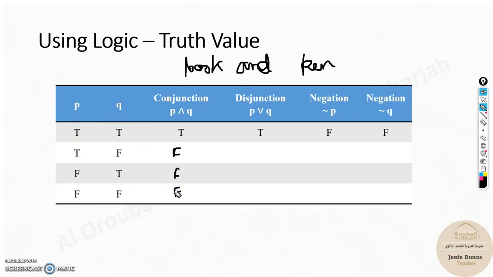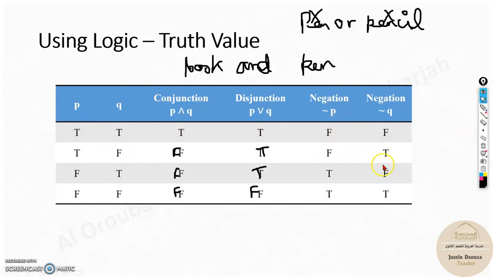Whereas disjunction is the other way around. Disjunction is or. Let us think about pen or pencil. I ask you, I need a pen or pencil. So I don't need both. I need any one of these. If I get a pen, it's fine. If one of these is true, it's fine. But if both are false, then only it is false. So if any one is true over here, this is true, true. But when both are false, only then this is false. And negation is the opposite. If this is true, it is false. If this is false, it will be true.